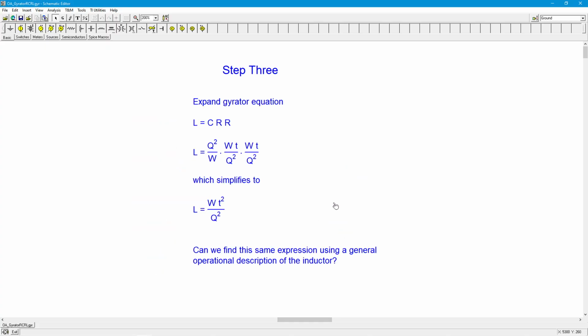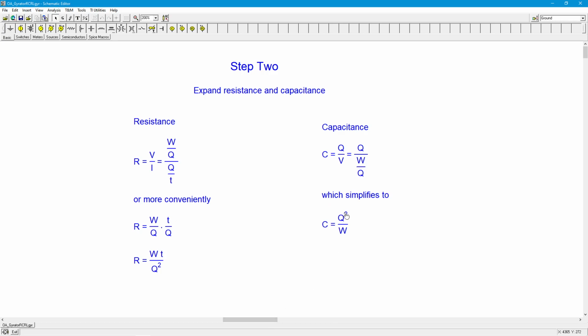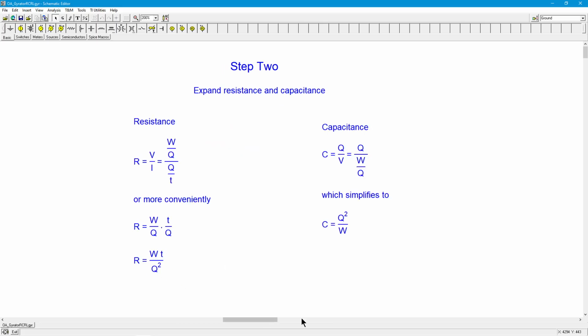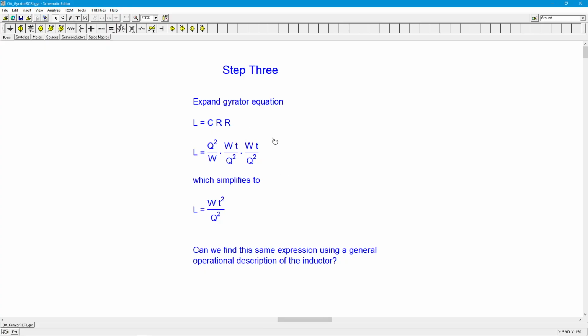Next step, get that equation. This is the equation we were trying to prove: L is equal to C times R times R. And again, we're only interested in the units here. So substitute in the expression we just came up with for C, for R and R. If you've got a short memory here, here's the C, Q squared over the work, and then WT over Q squared, energy time over charge squared, for the resistance. So just substitute it in, multiply it all out.